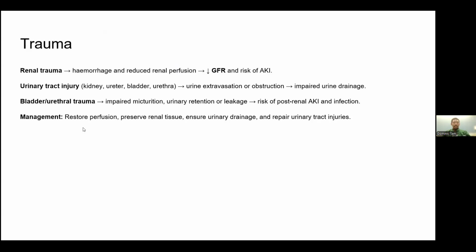Urotrauma, such as trauma to the ureter, bladder, or urethra, disrupts the normal flow of urine, and that can cause extravasation of urine, obstruction, or retention. Bladder injuries impair the normal coordination of detrusor contraction and sphincter relaxation, and that can lead to failure of effective voiding and a potential post-renal AKI. Unrecognized obstructions or urinary leakage can result in hydronephrosis, infection, and progressive renal impairment.